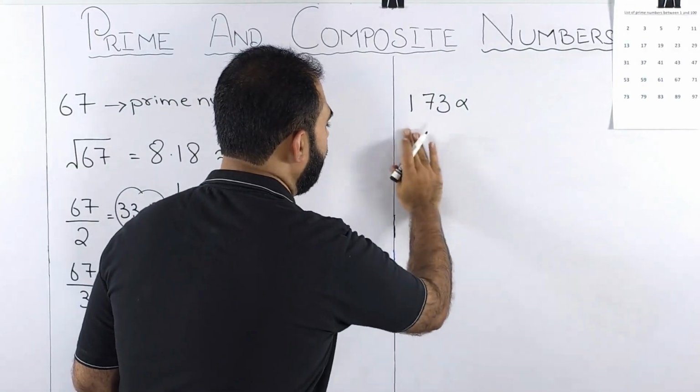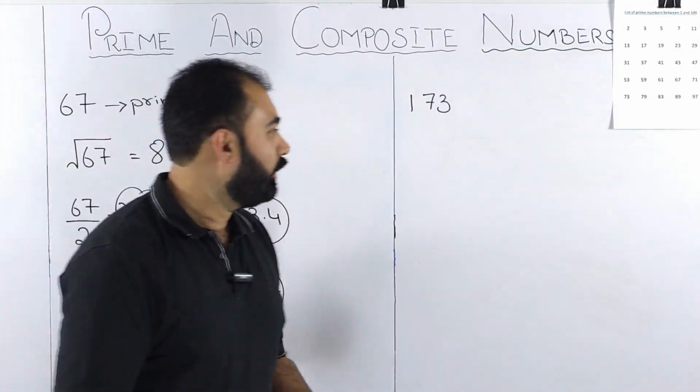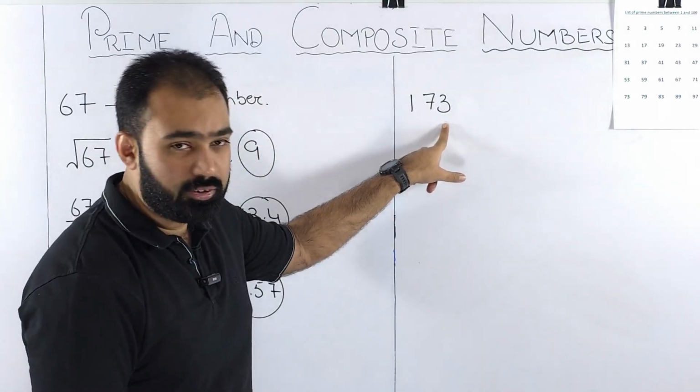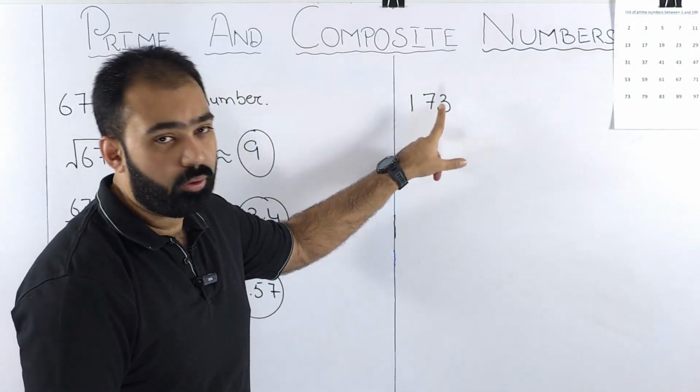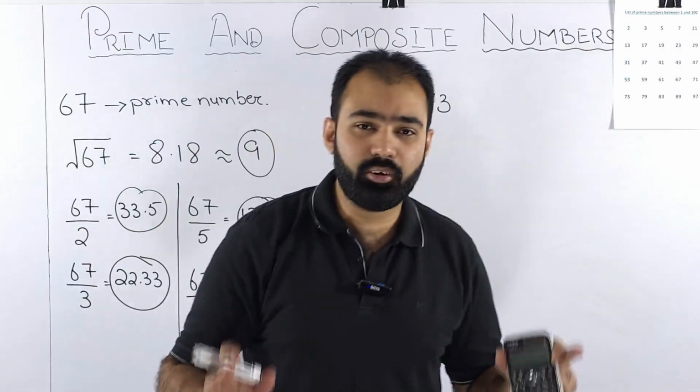Now let's apply the last divisibility test, of 5. It has a 3 in the end. For the divisibility test of 5 to pass, it should have 0 or 5 in the end. Now this does not pass any of the 3 tests.